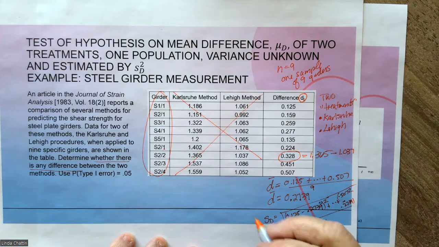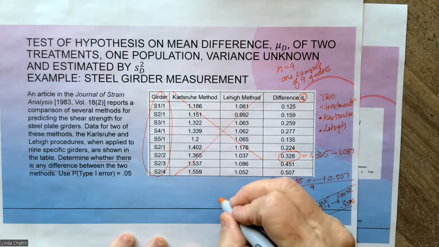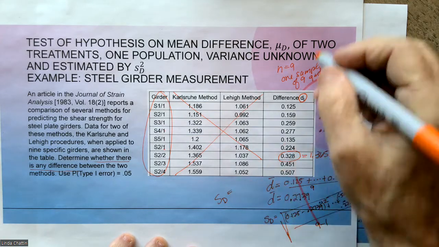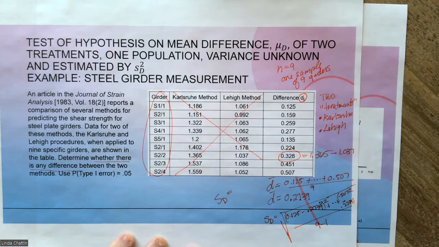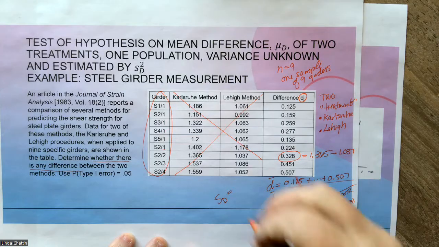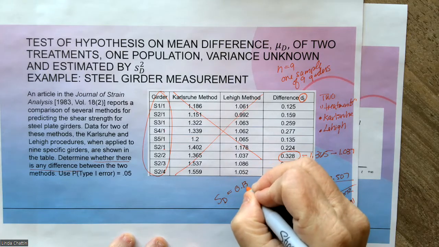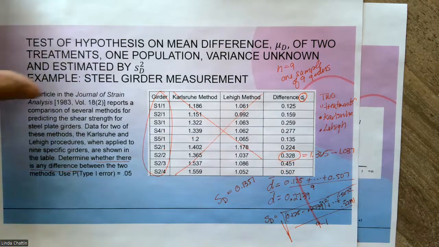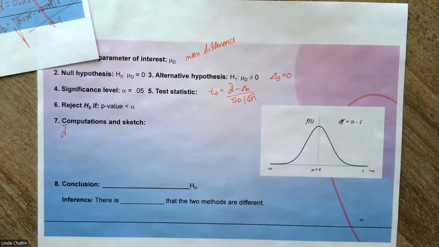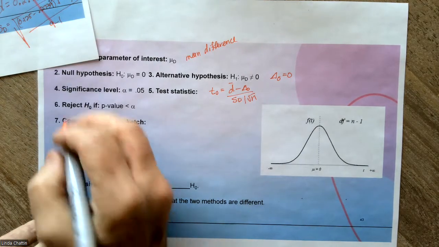And when I do that, I'm going to find that my sample standard deviation of this fourth column is 0.1351. So I've got those values. So now I can pop back over here to my hypothesis test, and I'll write this down.